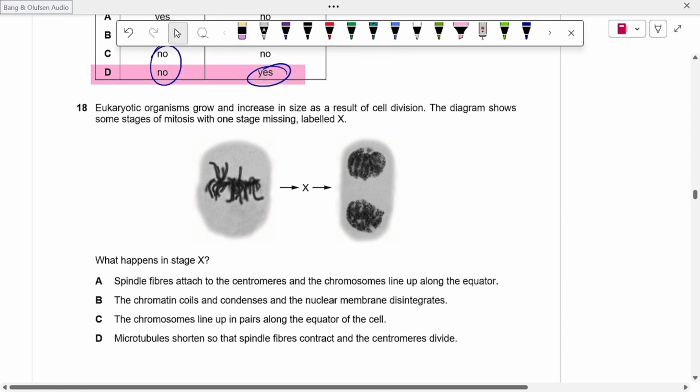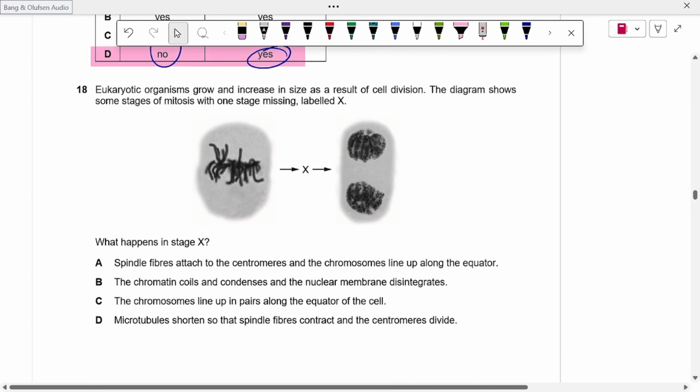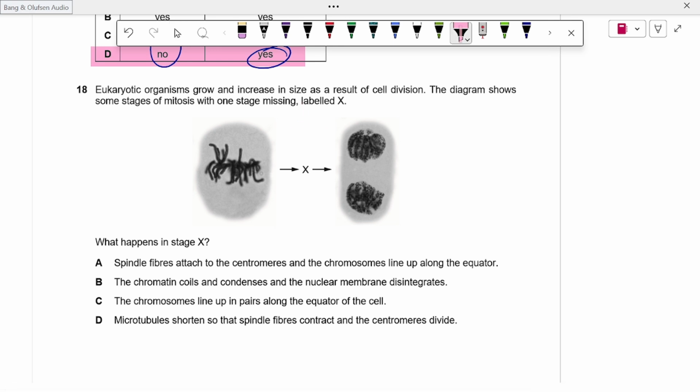Eukaryote grow and increase in size as a result of cell division. The diagram shows some of the stages of mitosis with one stage missing labeled X. What happens in stage X? So mitosis में P-MAT हो रहा होता है. Prophase, metaphase, anaphase and telophase. Your chromosomes are arranged along the equator of the cell. And this happens during your metaphase. So बीच में you have anaphase and this is obviously your telophase. So they are missing anaphase.